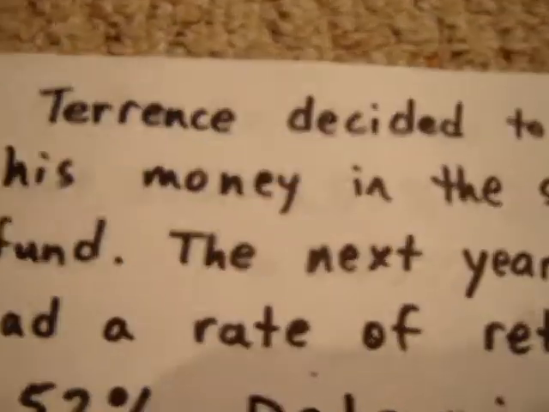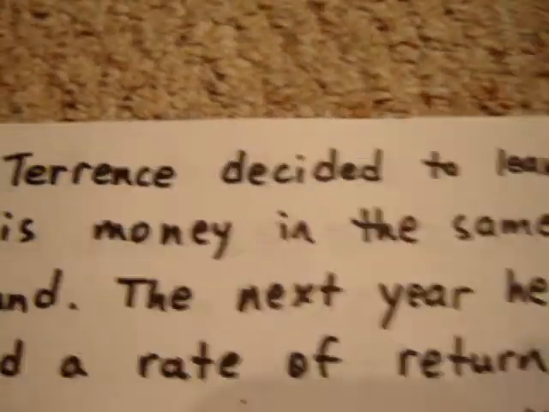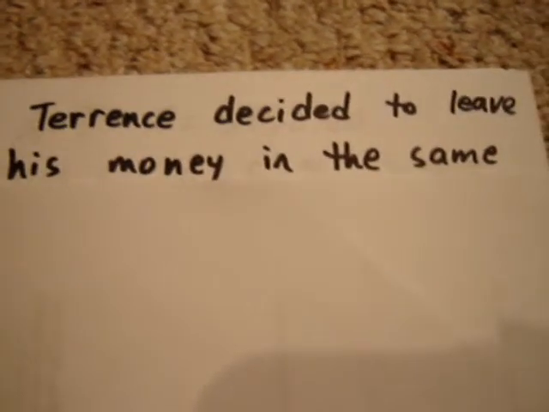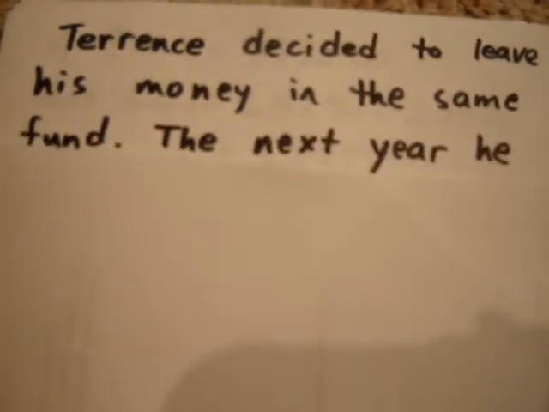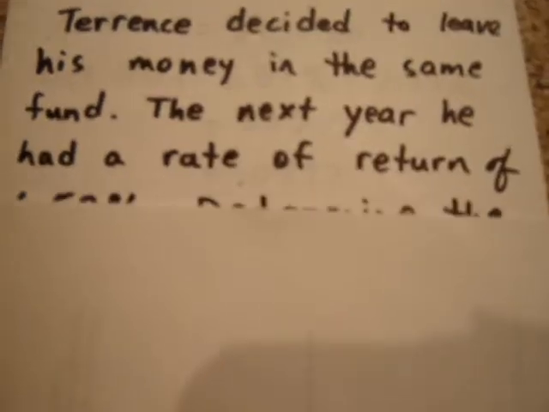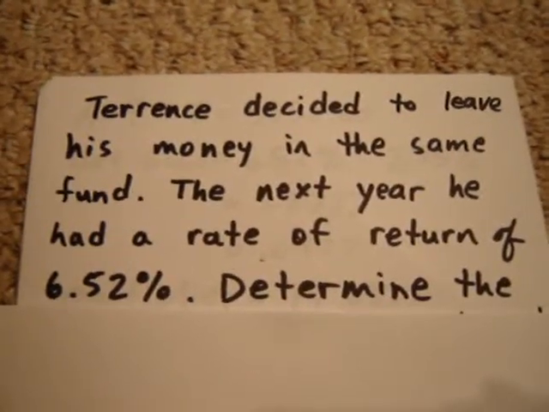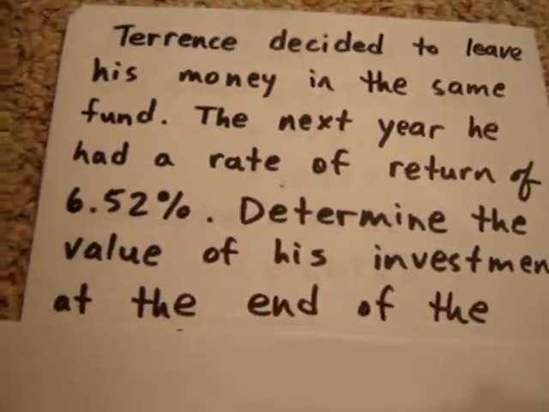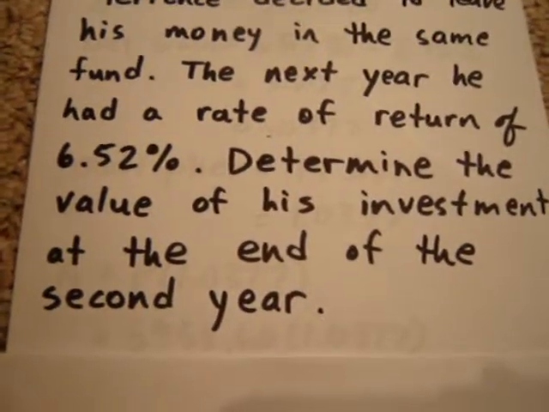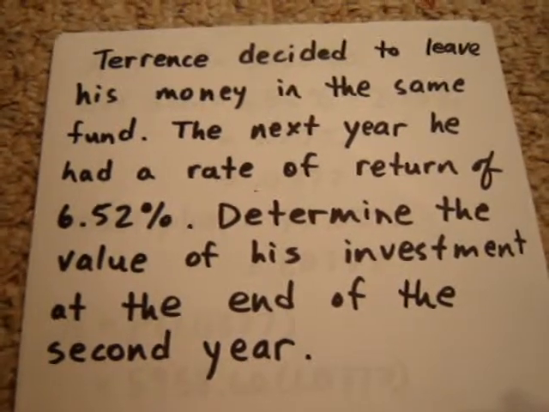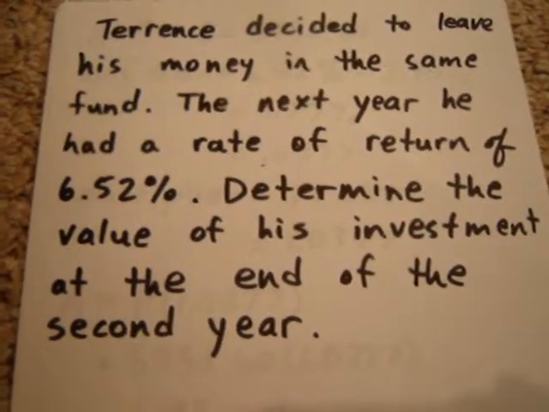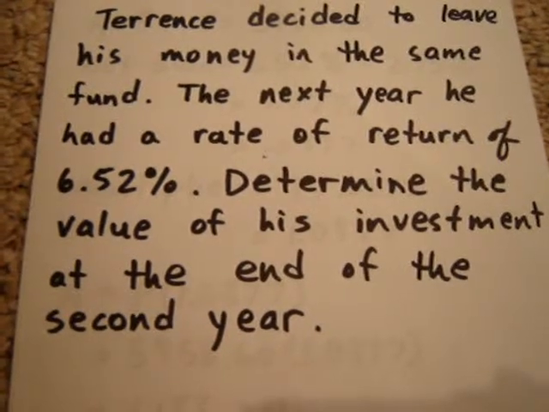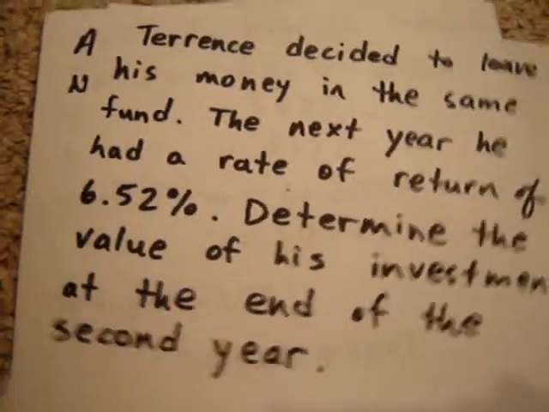The second part of the question says, what if he decided to leave his money in the bank, even though he had a bad year in his first year? He decides he's going to leave it in there, and he's going to see if he can get a better rate of return. Well, it turns out that he does. He gets a 6.52% rate of return. We'd like to know the value of his investment after the second year. Well, they still charge 2.75% to administer the fund.